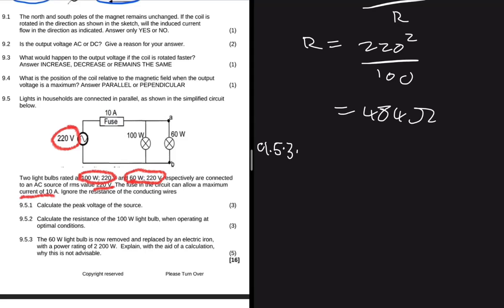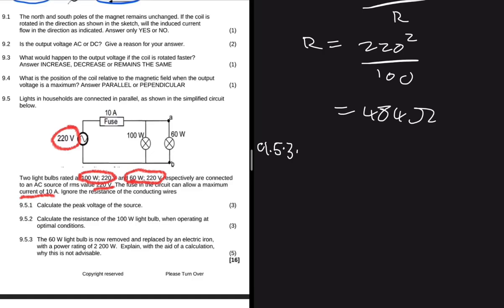9.5.3, 5 marks. So we're bound to do some work here, but is it really? Let's see what happens. 9.5.3 is saying the 60-watt light bulb is now removed and replaced by an electric iron. An iron generally consumes more power than a bulb, right? Yeah, and then it goes on to say with a power rating of 2220 watts. Makes sense, it's an iron. We are replacing a bulb. Explain with the aid of a calculation why this is not advisable.